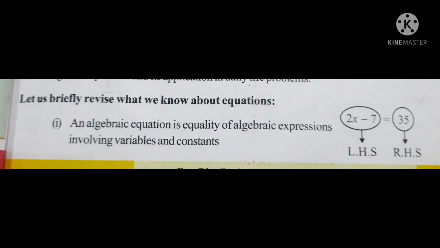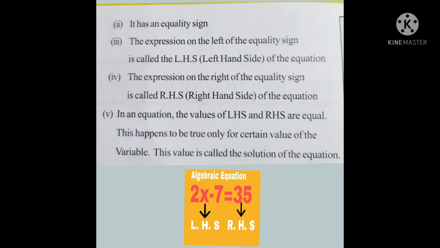Now let us briefly revise what we know about equations. First, an algebraic equation is an equality of algebraic expressions involving variables and constants. Second, it has an equality sign. Third, the expression on the left of the equality sign is called the LHS, left hand side of the equation. Fourth, the expression on the right of the equality sign is called the RHS, right hand side of the equation. Fifth, in an equation the values of the LHS and RHS are equal. This happens to be true only for certain values of the variable. This value is called the solution of the equation.